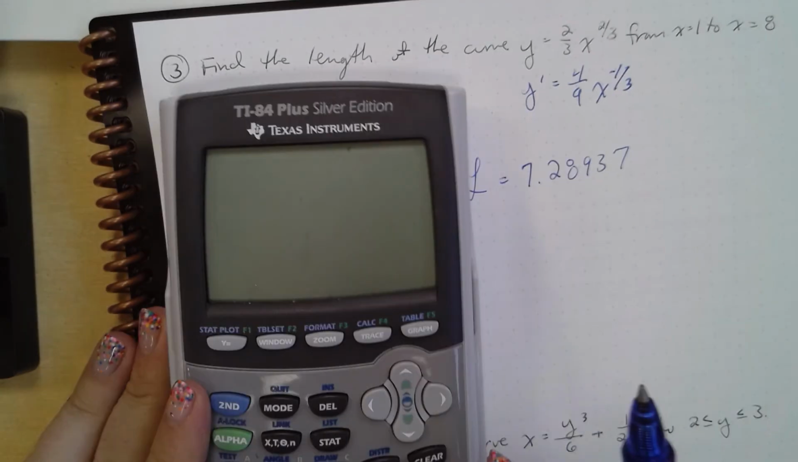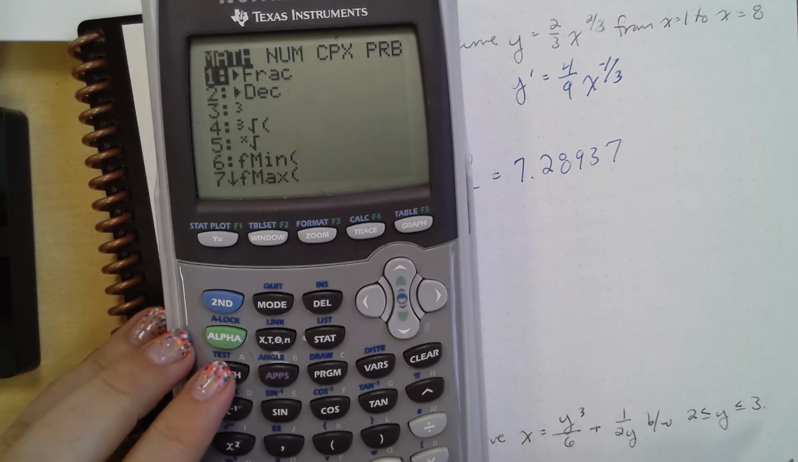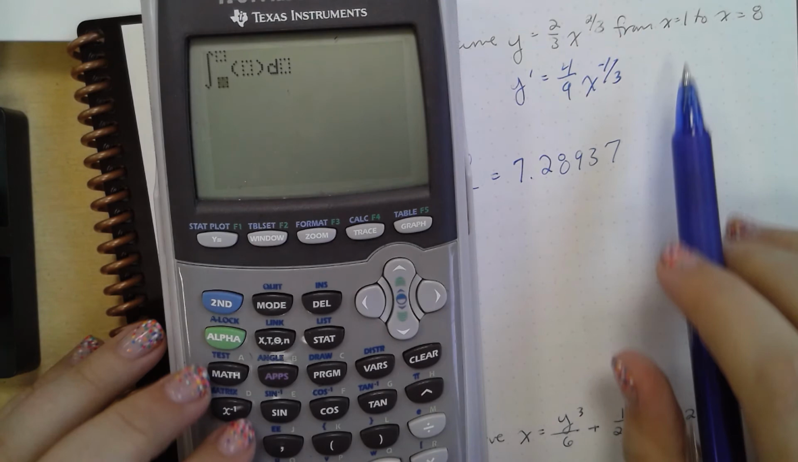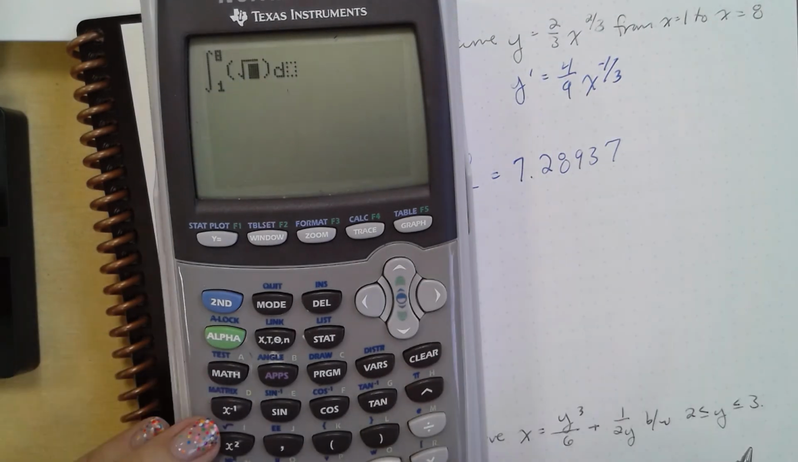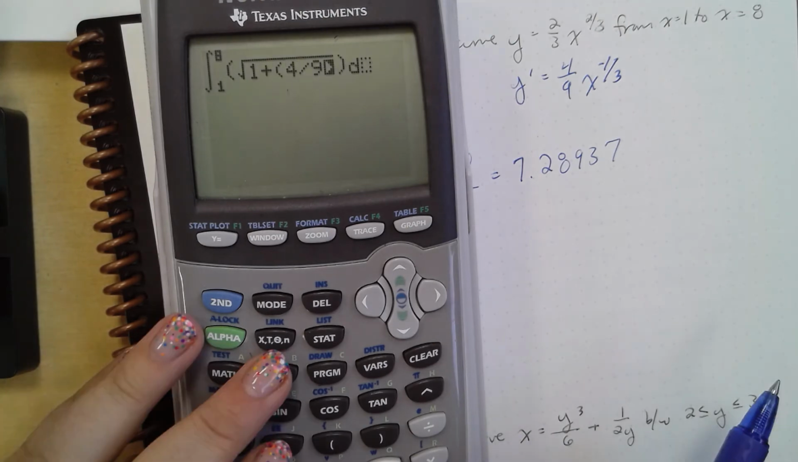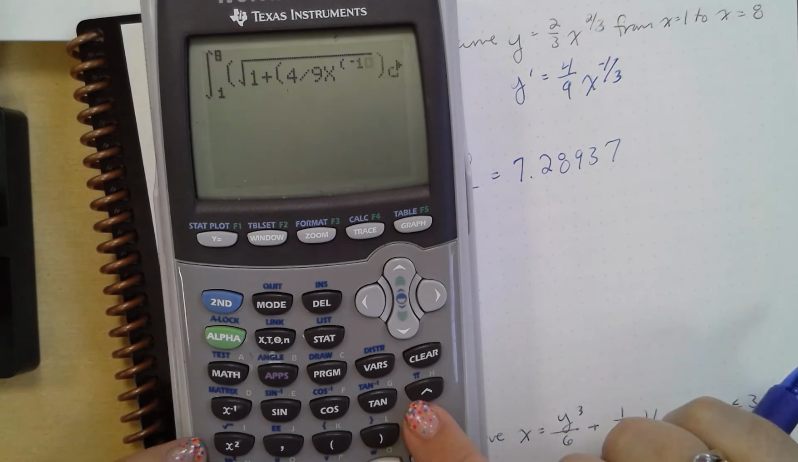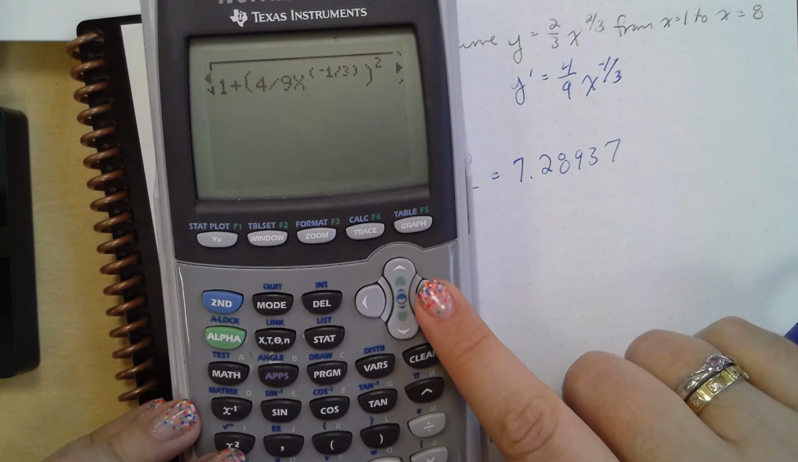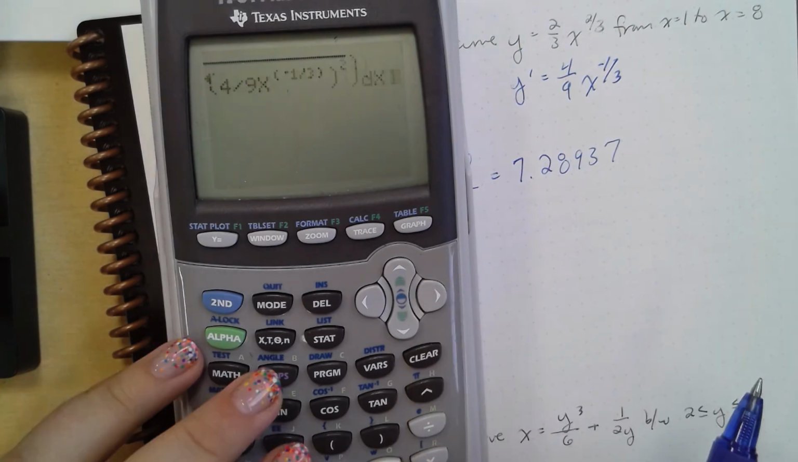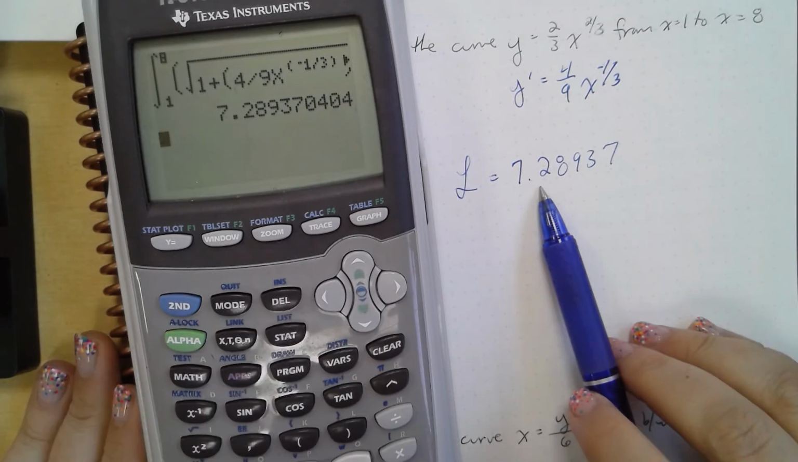I'm going to do math 9. So I'm going from 1 to 8 using the square root of 1 plus 4/9 x to the negative 1/3 quantity squared, and that's all in regards to dx. And if I calculate this, I get the arc length is 7.28937. Don't forget you need to use at least 3 decimal places.